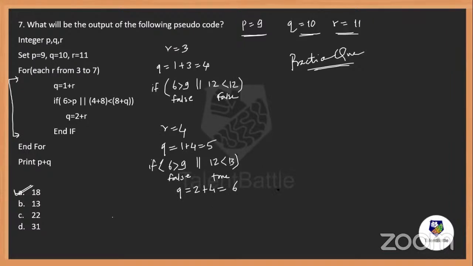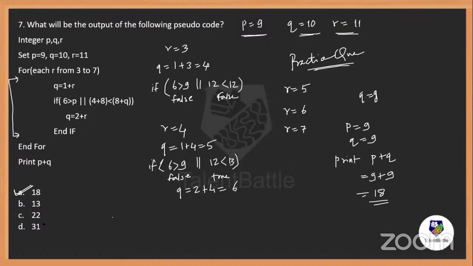Right? In this manner, you have to iterate for r is equals to 5 also, then r is equals to 6 also, and r is equals to 7 also. So total 5 iterations will be there. And at the end of 5th iteration, your value of q will become 9. And finally, p is also 9 and q is also 9. So we have to print the addition p plus q, that is 9 plus 9, finally 18 will be our answer. Option A.